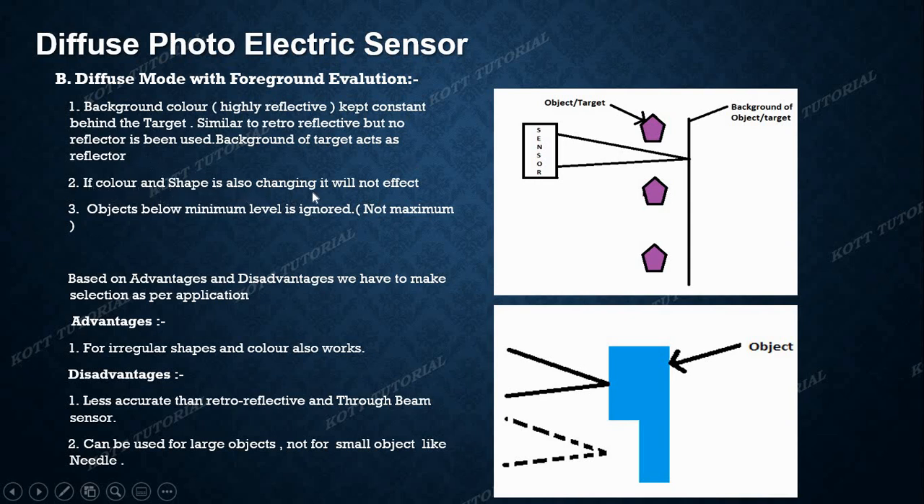If color and shape is also changing, it will not affect the sensing capability. See over here, the light is measured from the background. So if any shape or size is coming in front of the sensor, it will detect successfully. Object below minimum level is ignored.